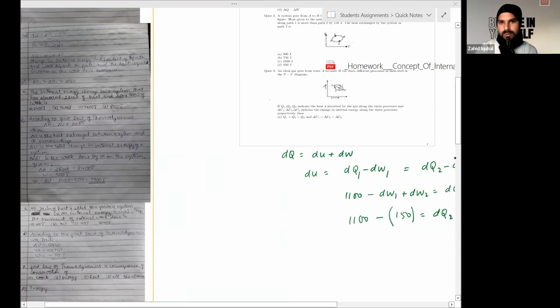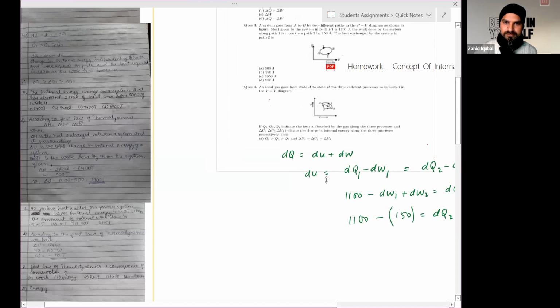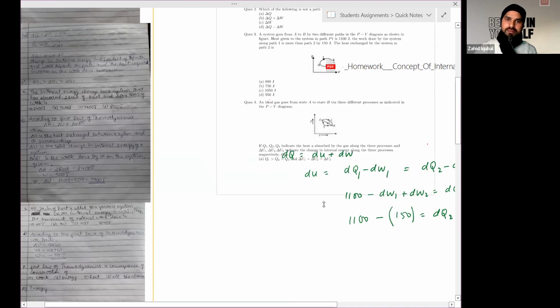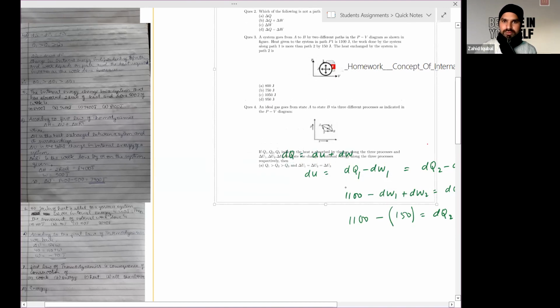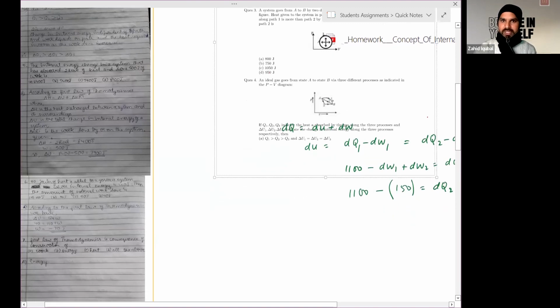Next question is, we have three different paths, path 1, path 2, path 3, which are given in this figure, for which we have to define what would be the relation between Q1, work done, and so on. So how to relate these particular curves? Let's say for all these three different paths, we have the same initial and final point between A and B.